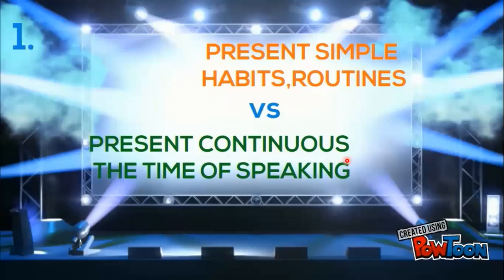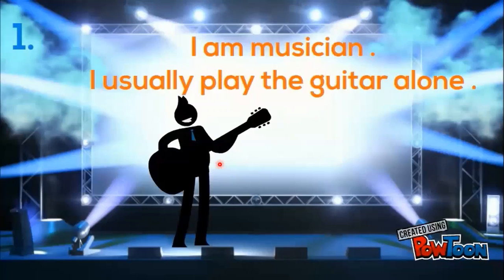Okay, so here we're gonna have like a fight between present simple and present continuous. So present simple is going to be present in habits and routines versus present continuous with the time of speaking. So you have this fight, habits versus time of speaking. And here's one example. I am a musician. I usually play the guitar alone. So that's a routine.